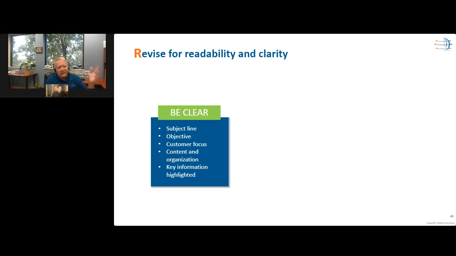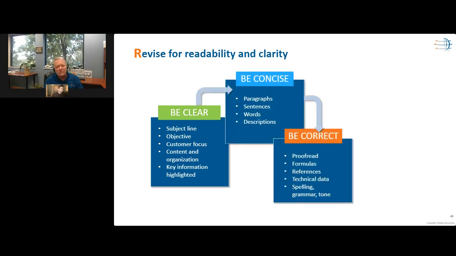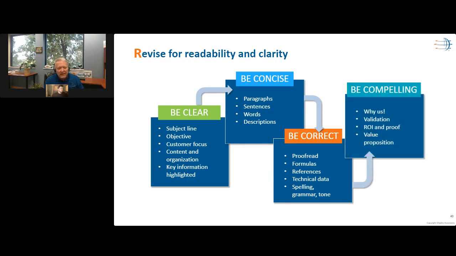So be clear in our subject line, our objectives, be customer focused in the content of our proposals, be concise, paragraph, sentences, words, descriptions, be correct, proofread everything, watch our formulas, references, technical data, spelling, grammar, tone, be compelling. Why us? Why not them? Validate everything. What's the return on investment to the customer? What's the value proposition we're really offering?